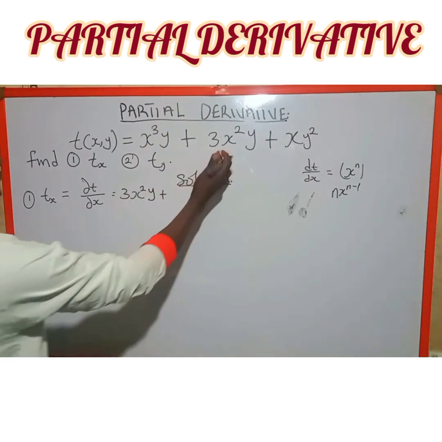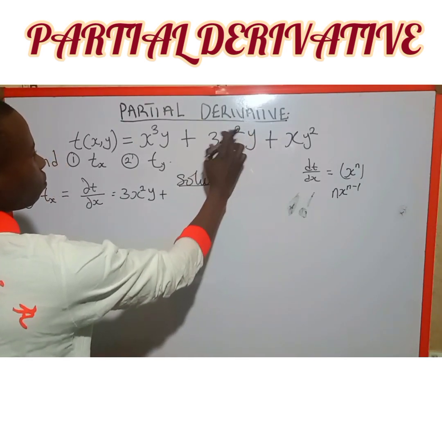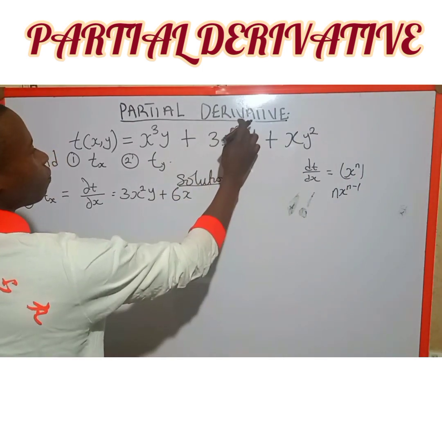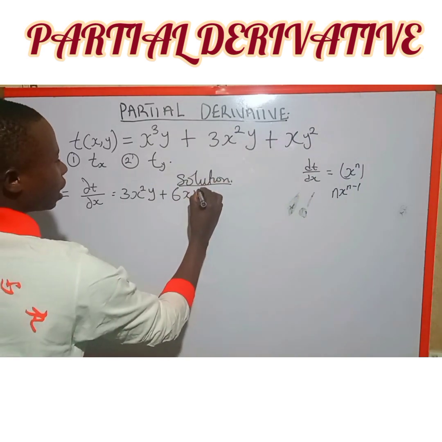Then plus, we have another s here, and s is raised to the power of 2. Then 2 multiplied by 3 gives me 6s. Then you take away 1 from the power, which is 2, it will become 1. Then you keep y as constant.